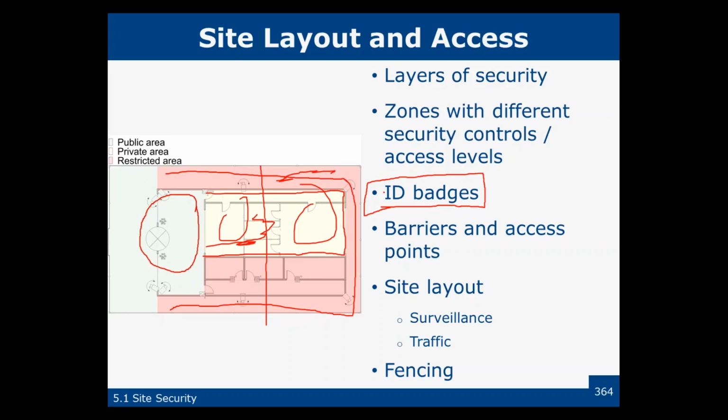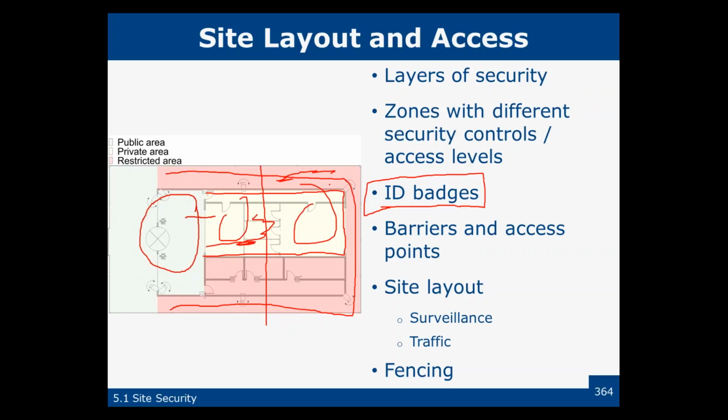So the ID badges should be coded in some way, probably color coded, to show where you're allowed to be without escort. And people that come into the public area get a visitor's badge, and they are required to have an escort wherever they go, and they really should never be, except in very special circumstances, in the restricted areas.